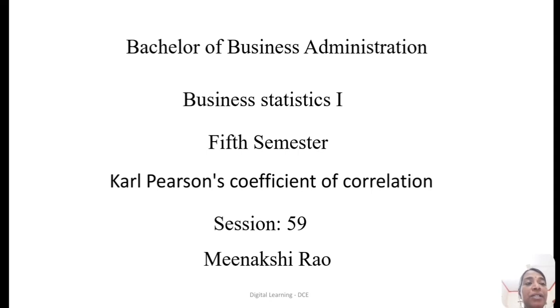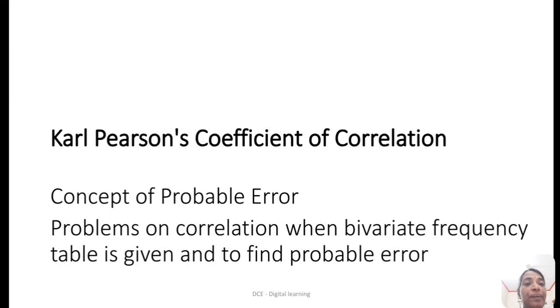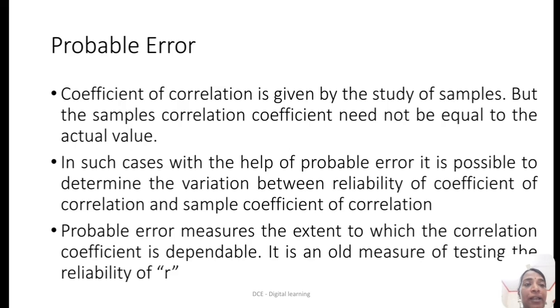The subject is Business Decision Statistics 1, meant for 5th semester, and the topic for the discussion today is Karl Pearson's coefficient of correlation. In this problem, we will see how to calculate probable error. In the previous session, we have seen how to calculate the coefficient of correlation when a bivariate frequency table is given. With the help of the coefficient of correlation, we will be calculating the probable error.